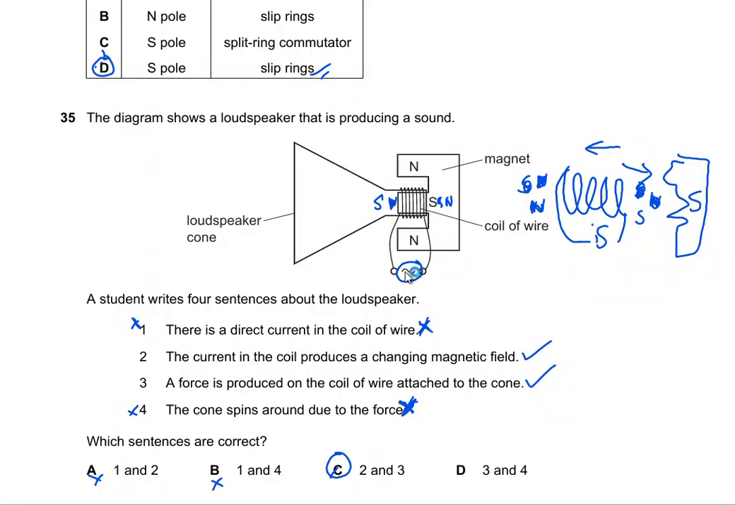If there was a DC current, it moves in a single direction. This north pole, this south pole would have been a fixed position, so this should only move in this direction. But in case of AC current, this magnetic field changes. That means the north pole and south pole switch places. So it's C, 2 and 3.